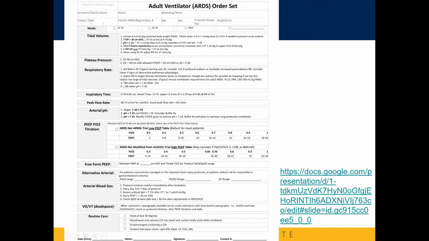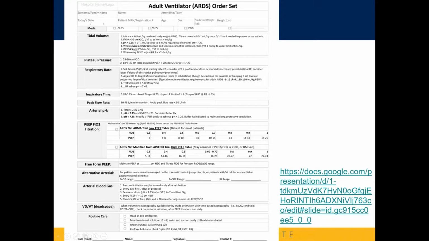So if it's greater than 30, you're going to decrease your tidal volume to as low as 4 mils per kilo. If your pH is less than 7.15, then we're going to go up on our tidal volume 1 mil per kilogram, as we've been talking about, up to 8 mils if needed. And if the end inspiratory pressure or the P plateau is still greater than 30, you're going to try and get the patient to a pH of 7.2.